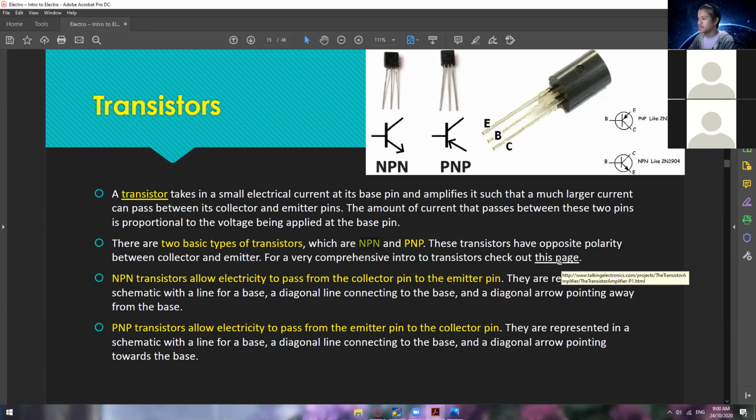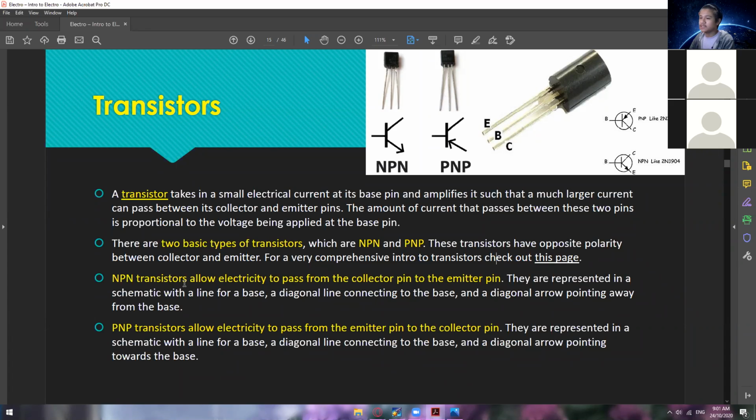Yeah, so you can just press Control and then left click this one, and it will lead you to that page. That is if you want to know more about the further details or more detailed information when it comes to transistors. So let's talk about NPN.